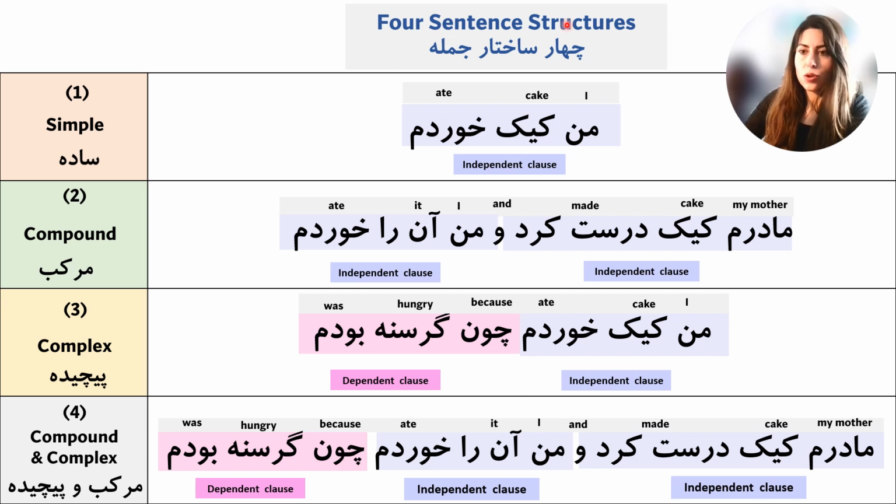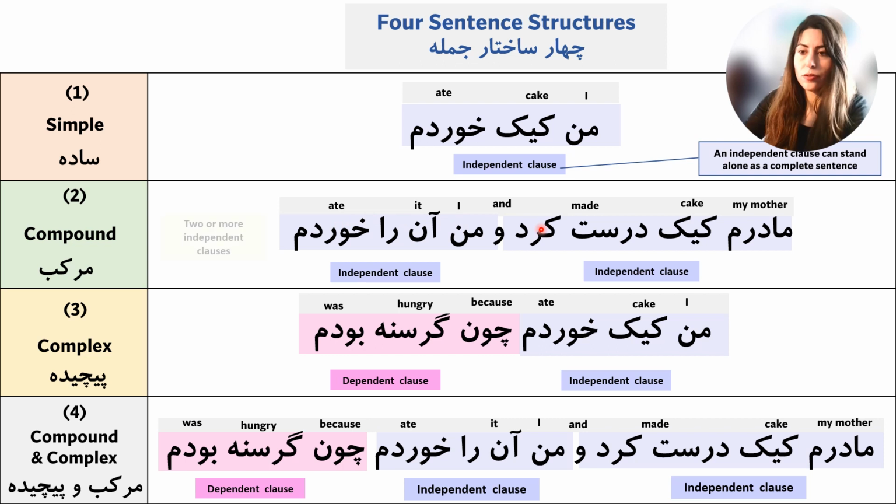4 sentence structures. So here on the left side, you will see the 4 sentence structures. The first one, simple. For example, I ate a cake. It consists of just one independent clause. The next one, compound. For example, my mother made a cake and I ate it.